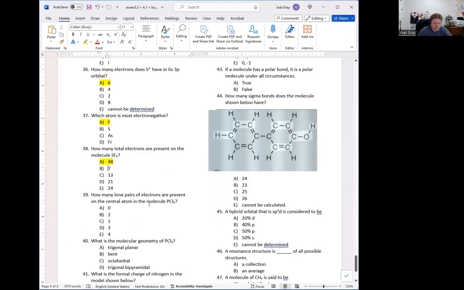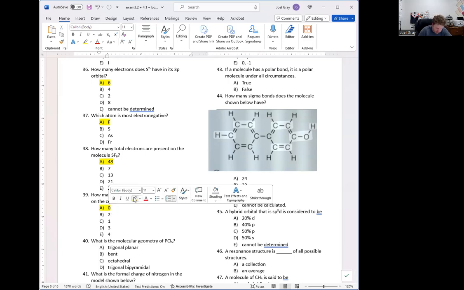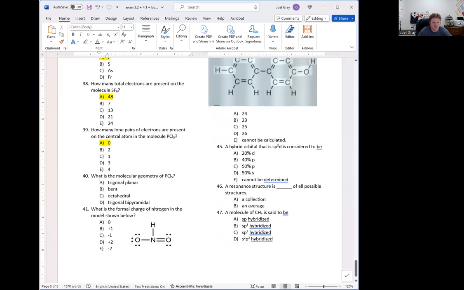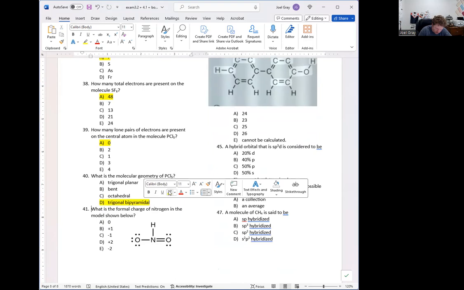Number 39. How many lone pairs of electrons are present on the central atom of PCl5? Well, P is bringing in 5 electrons, and each Cl is bringing in 7, so that's a total of 40 electrons. When you draw this structure out, you will identify that there are 0 lone pairs of electrons on that phosphorus. What is the molecular geometry of PCl5? When you draw that molecule out, you will learn that that is basically 2 pyramids. So that is trigonal bipyramidal.